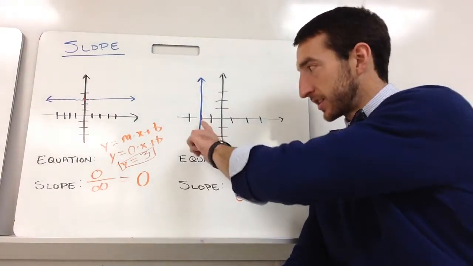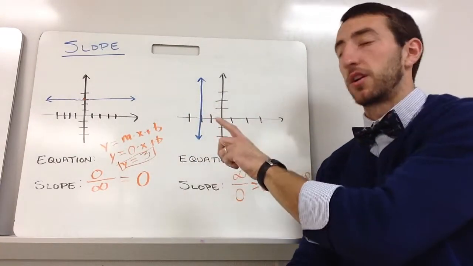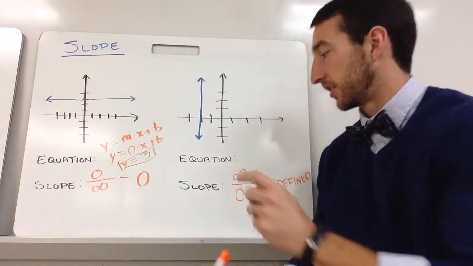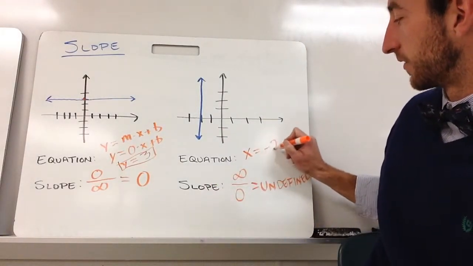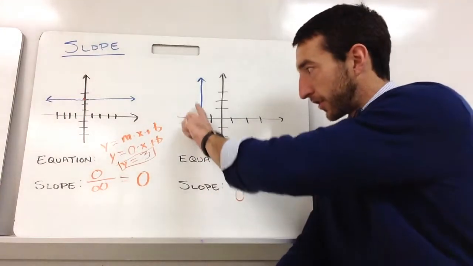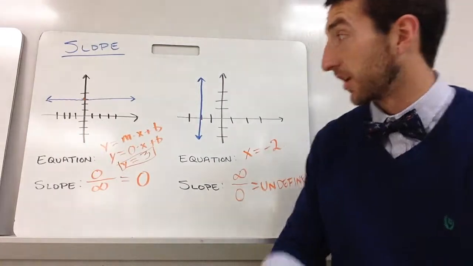And if you notice, my line only crosses the x-axis. So wherever it crosses the x-axis, that's what our equation is going to look like. So my equation is going to be x equals -2. This crosses at x equals -2, so it's a vertical line that goes straight through there.